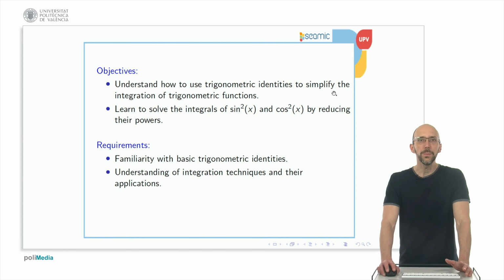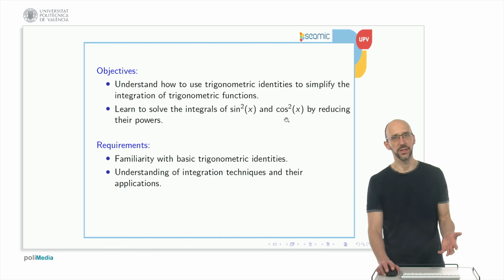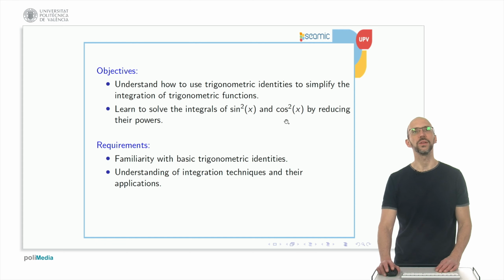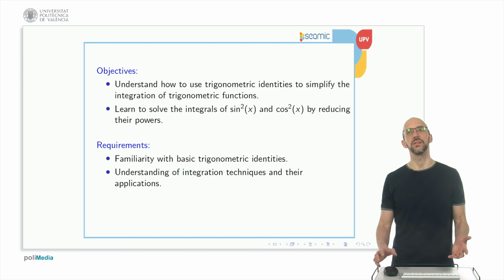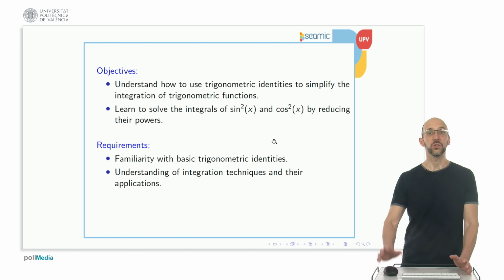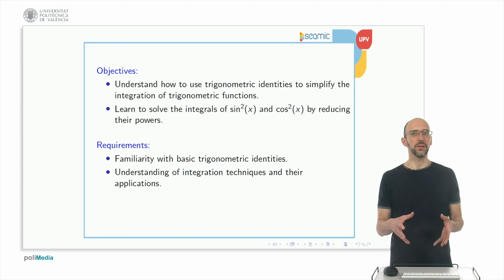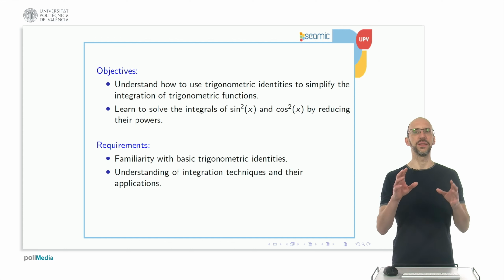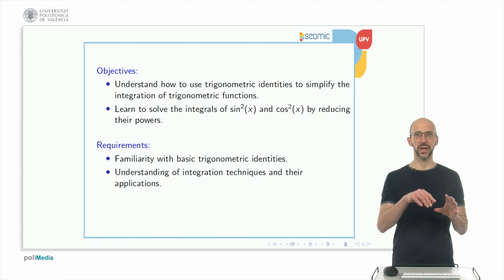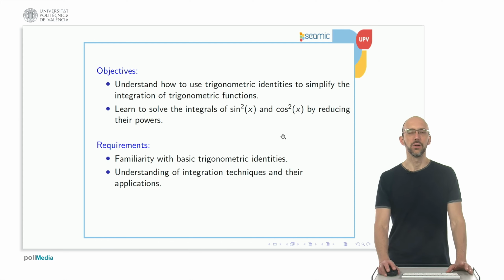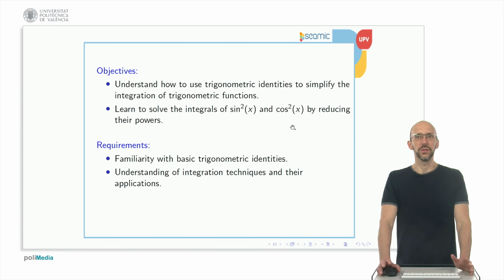So our purpose is to use trigonometric identities to simplify this integral and learn how to solve these integrals using this trigonometric property. What do we need? Basic trigonometric identities and an understanding of some integration techniques, because at the end we need at least the integrals of the form sine of a function times its derivative, or cosine of a function times its derivative, okay? I hope you recall these integrals.